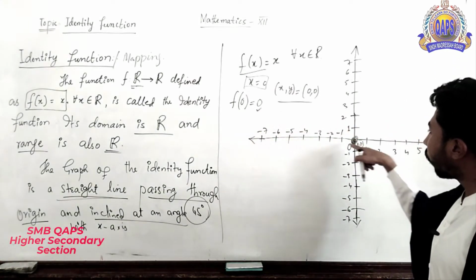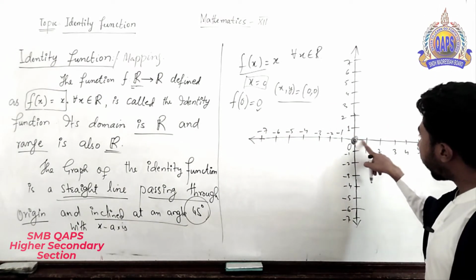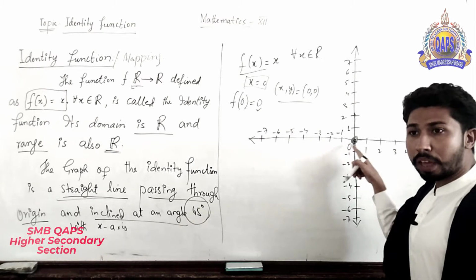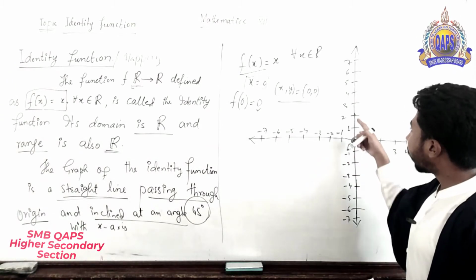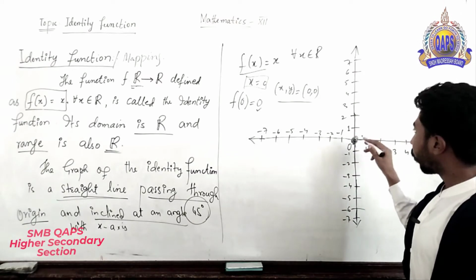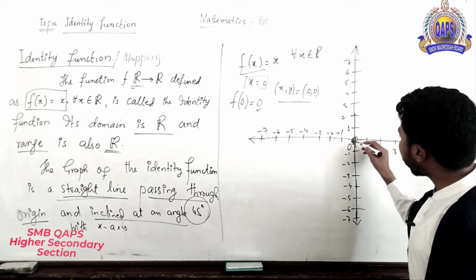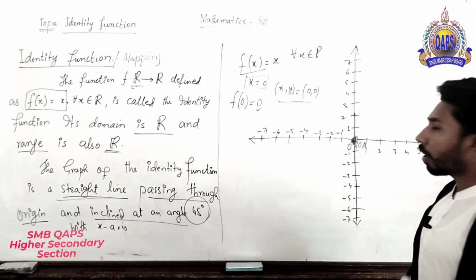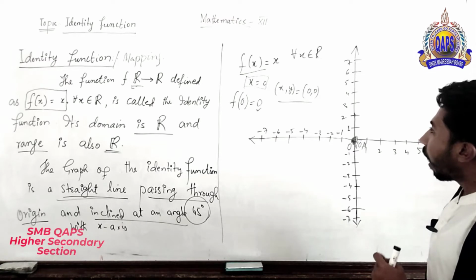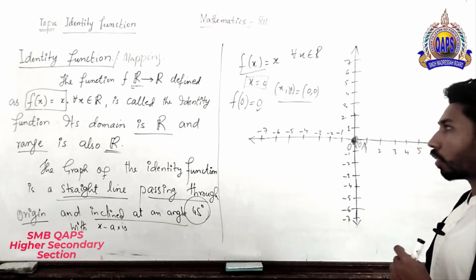In this situation we can say that the value on the x-axis is 0, and the result for y is also 0. So this point represents only the origin, 0, 0. It must represent x as 0 and y as 0.